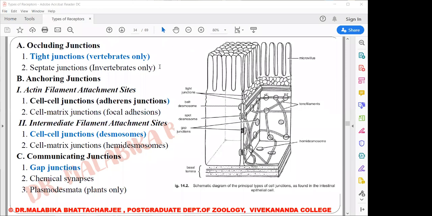Anchoring junctions. Coming to the anchoring junctions, they mechanically attach cells to their neighbors or to the extracellular matrix. They connect the cytoskeleton of a cell to the cytoskeleton of its neighbor or to the extracellular matrix. And then we have the communicating junctions. As you can guess by the name, the communicating junctions play a role in cellular communication.